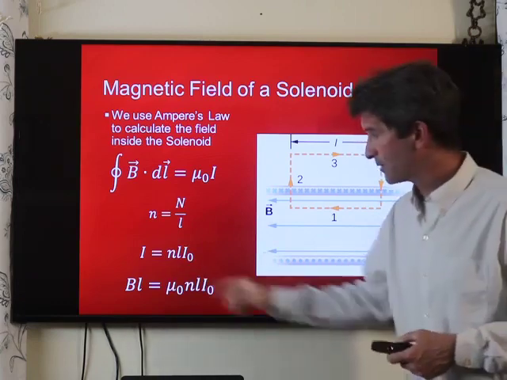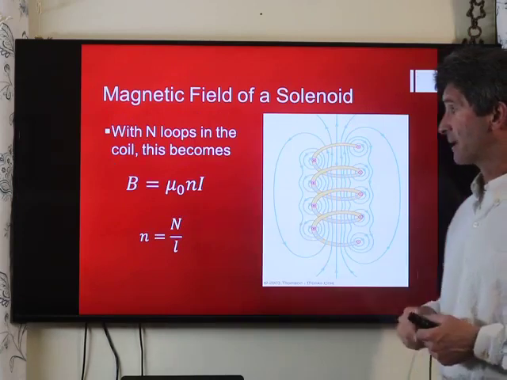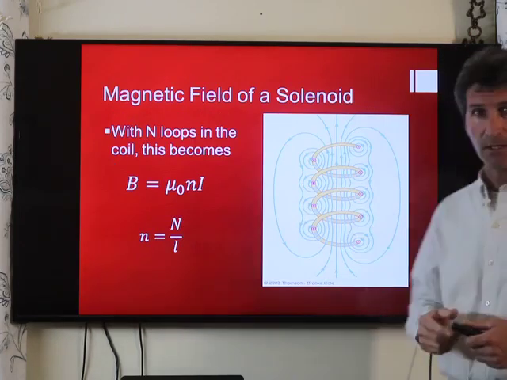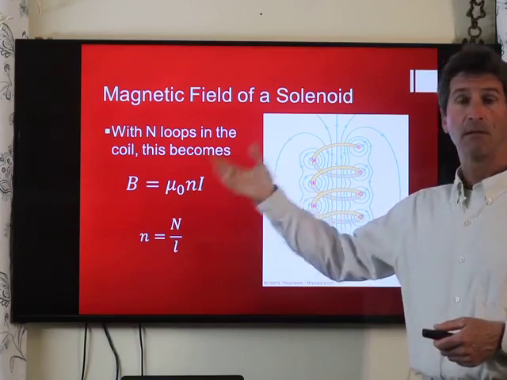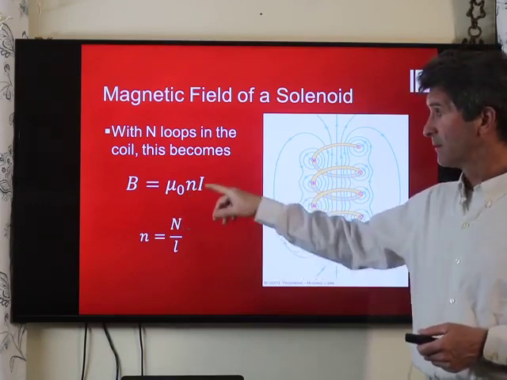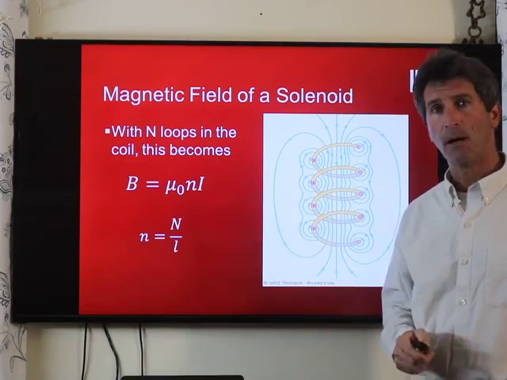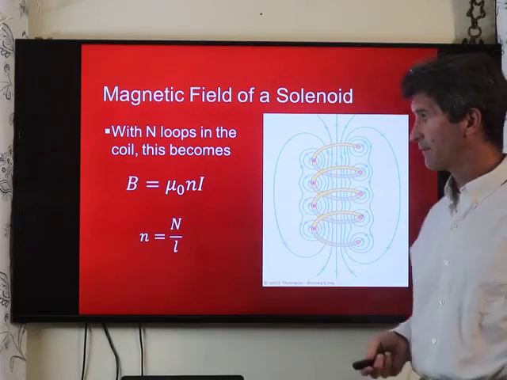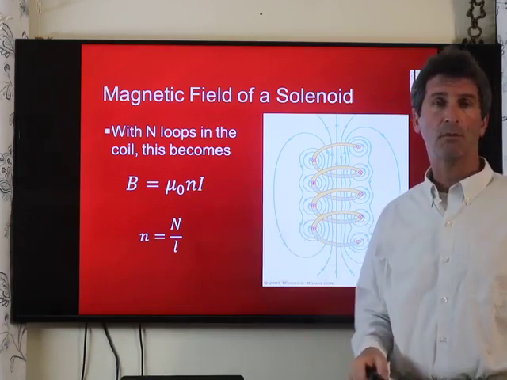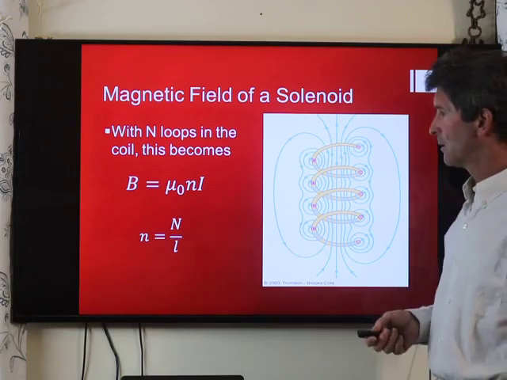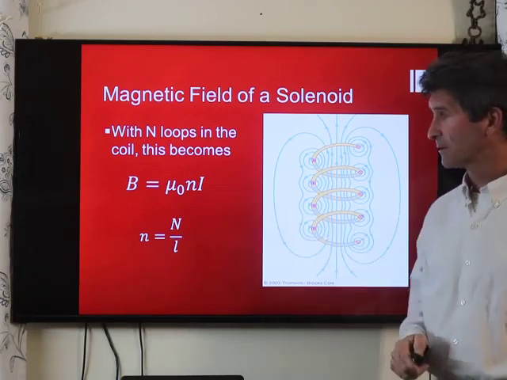We get L on both sides of the equation. We simplify this and we get that the magnetic field at the center of the solenoid is equal to mu 0 times n, the number of loops per unit length, times I, the actual current. So it's a really simple result that we get here, that the magnetic field depends on the density of how tightly wound the wires of current are, and I, the actual current itself.